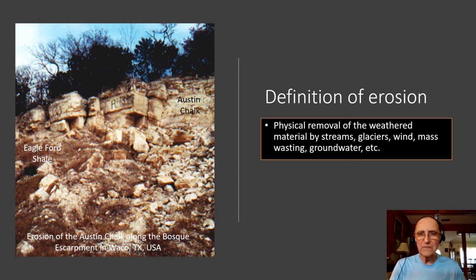Erosion involves the physical removal of the weathered material by agents such as streams, glaciers, wind, mass wasting or landsliding, groundwater, etc. As far as the picture, you can see the Austin Chalk, which is a white limestone underlain by the Eagle Ford Shale. You can see the erosion of the limestone along the area that we call the Bosque Escarpment, which is a fault scarp in the city of Waco in Texas.